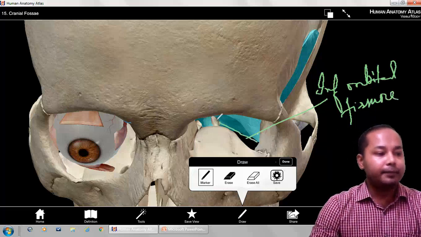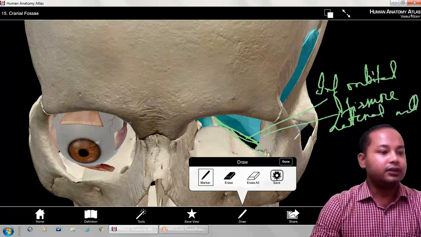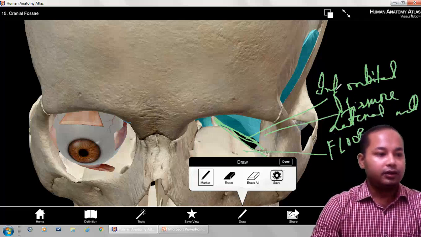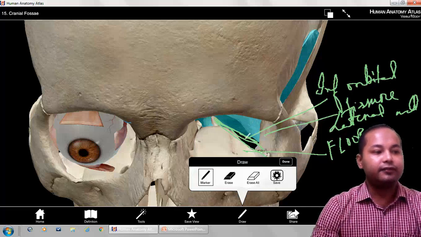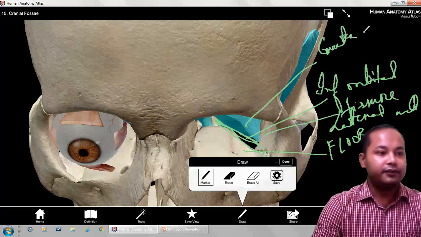This inferior orbital fissure is the gap which separates the lateral wall from the floor. This is the floor. So the inferior orbital fissure is separating the lateral wall from the floor. And what it is made up of is the greater wing of the sphenoid. This is the greater wing of the sphenoid.